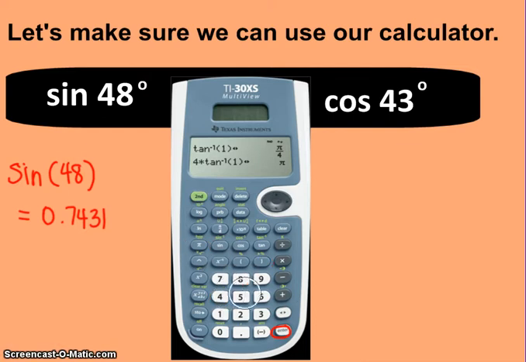Alright, so let's try cosine of 43. So we find cosine, it'll bring up cosine with a parenthesis, 43, and close your parentheses. What you should get here is 0.7314. Again, if you're having issues with your calculator, feel free to see me and I'll be happy to check your settings on your calculator.